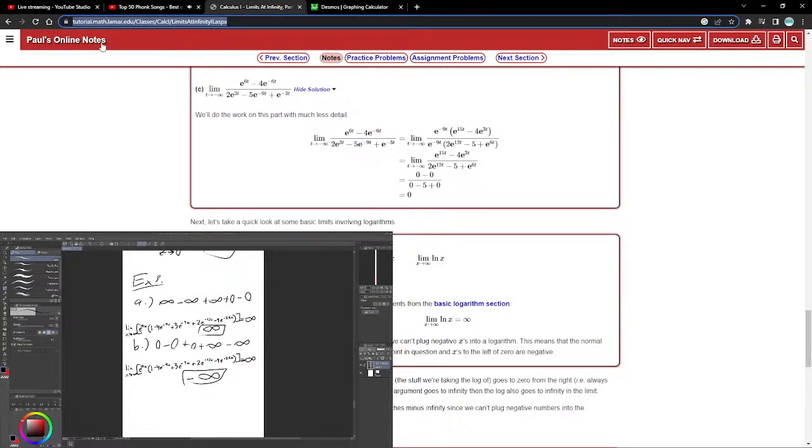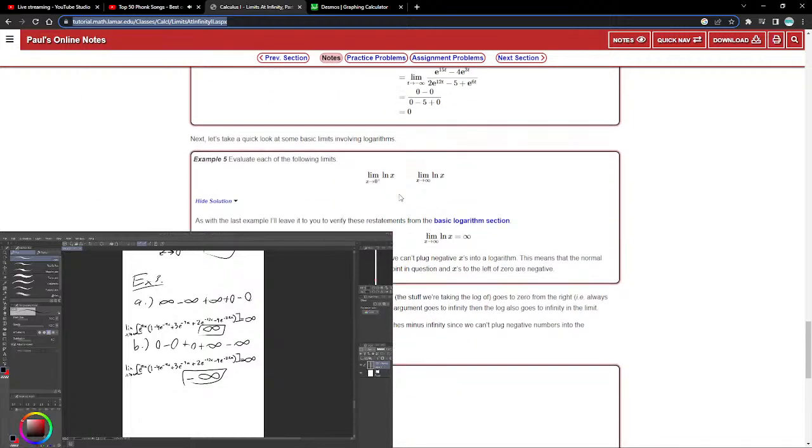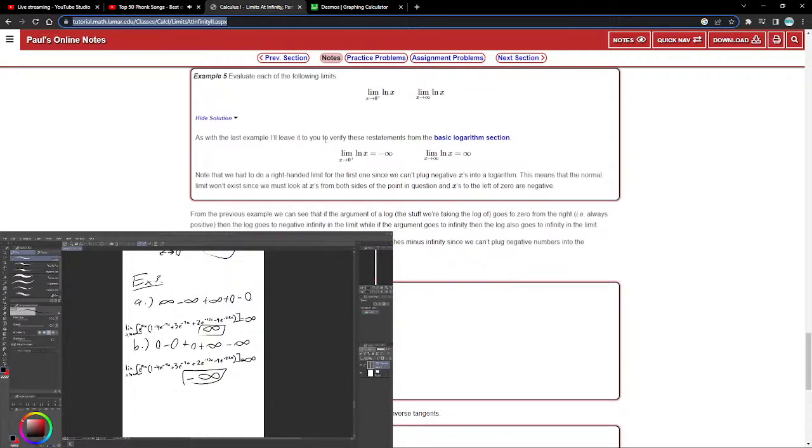Note that we had to do a right-handed limit for the first one since we can't plug in negative x's into a logarithm. Since the normal limit won't exist, you must look at x's from both sides at the point in question. x's to the left of 0 are negative. Goes to 0 from the right, always positive. The log goes to negative infinity. We can't look at a logarithm as x approaches minus infinity. We can't plug in negative numbers.